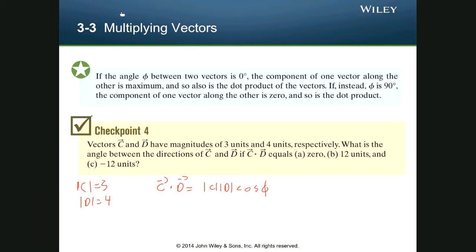Keep in mind that it's minus 12 for C and 12 for B. What we want to look at is the difference between C and D looking like this. That would be B, and the angle would be 0. For part C, they would actually look like this. They would be anti-parallel, and the angle would be 180 degrees. Okay, so that's the visual.